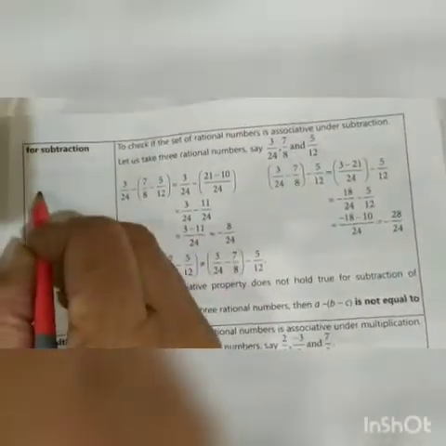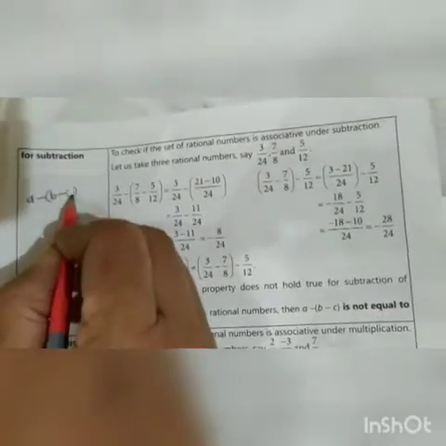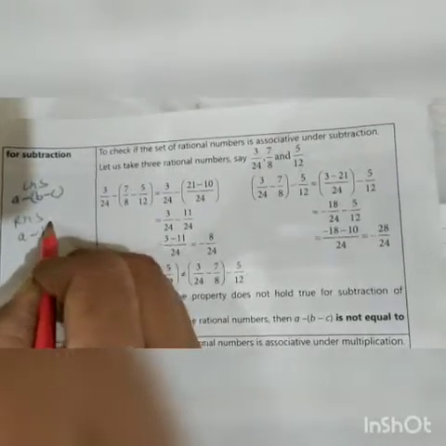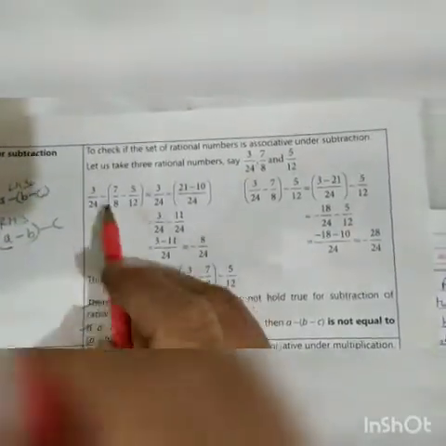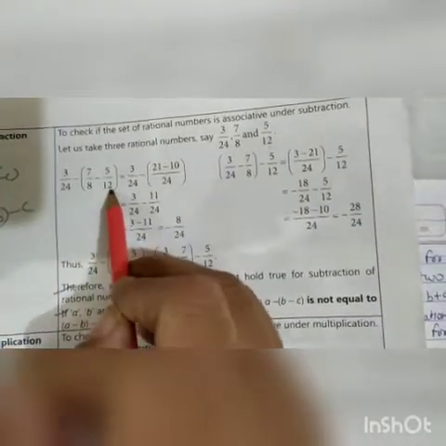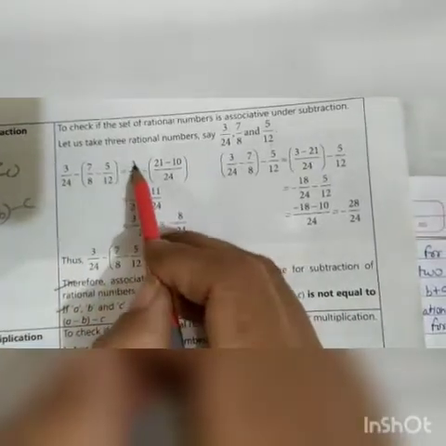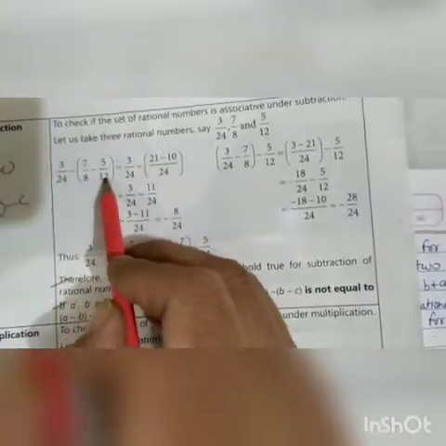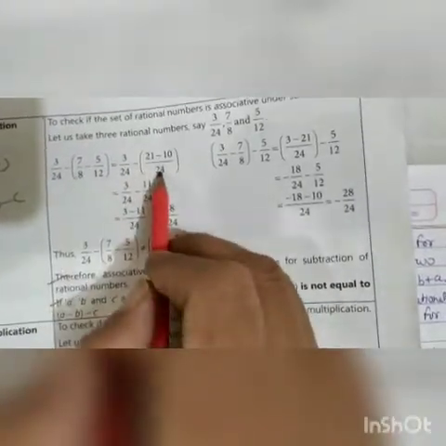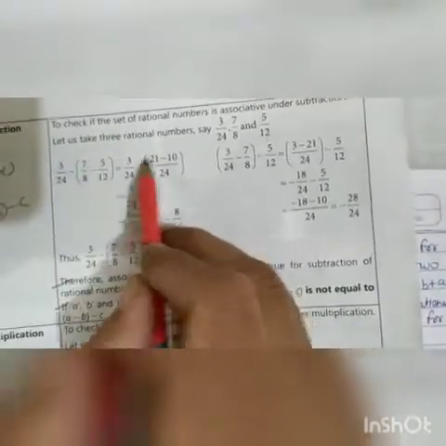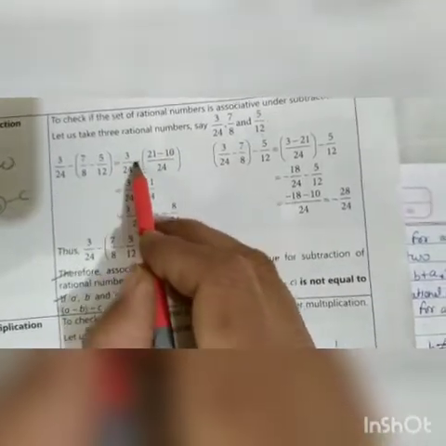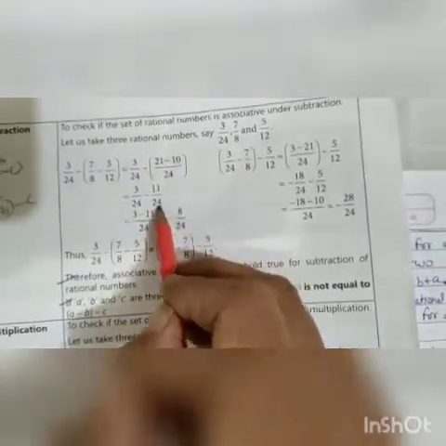For subtraction, (A minus B) minus C is the left hand side, and the right hand side will be A minus (B minus C), like this. So we will take the left hand side, 3/24 minus 7/8 minus 5/12. First we will solve this bracket, 3/24 minus 7/8. The LCM of 8 and 24 is 24. Again divide 24 by 8, 8 threes are 24, 3 sevens are 21. Then 3 minus 21 is minus 18.